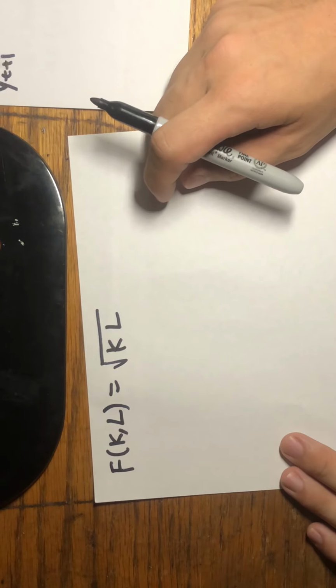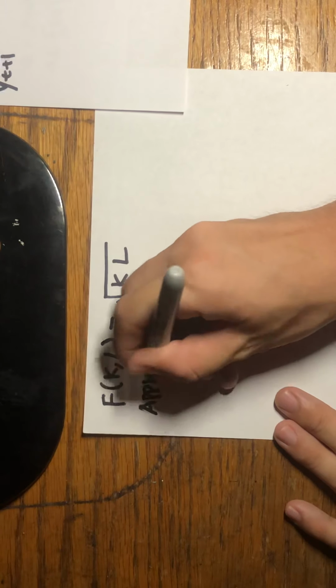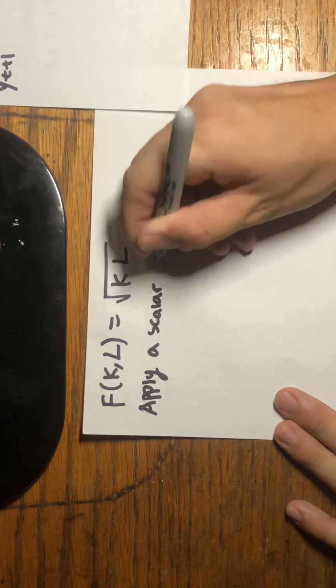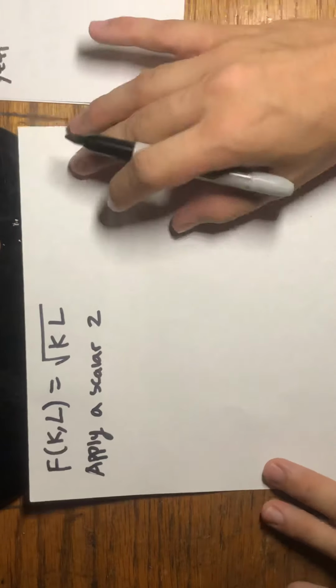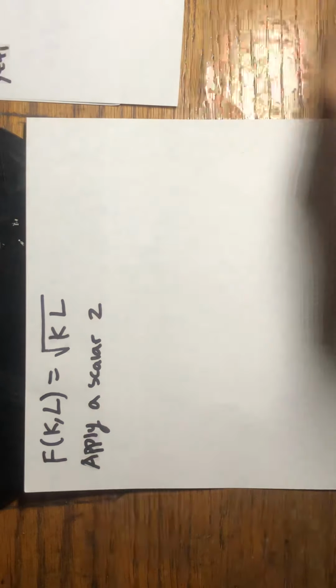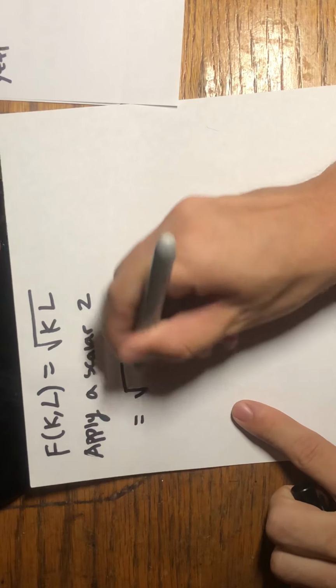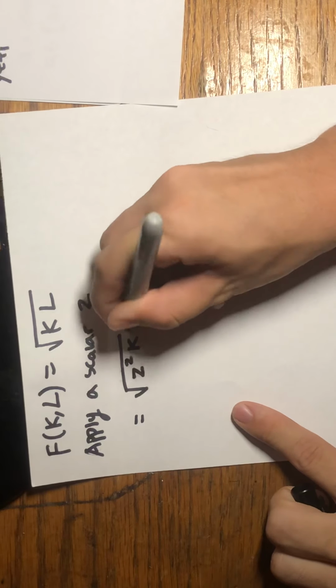then what we can do is apply a scalar, or just apply a parameter. You can call this Z, A, B, C, D, whatever you want to call it. So let's just call this Z, for instance. So we're applying just a number, a scalar, or a letter, sorry. So we apply the scalar, and then we essentially have Z squared times K times L.